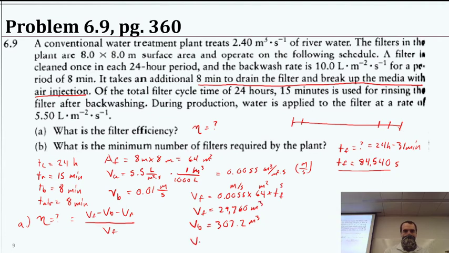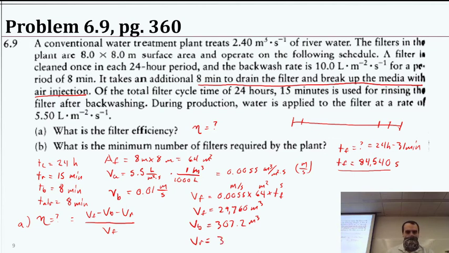And the volume for the rinse. It's pretty close. We can expect it's not going to be too far off the backwash. It was about twice the time, the 15 minutes instead of 8, and about half the rate because we're using the normal loading rate for the rinse water. So that should give us about the same or something pretty close just by thinking about it.